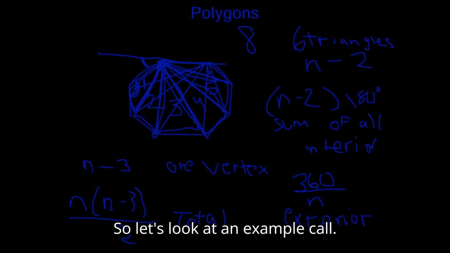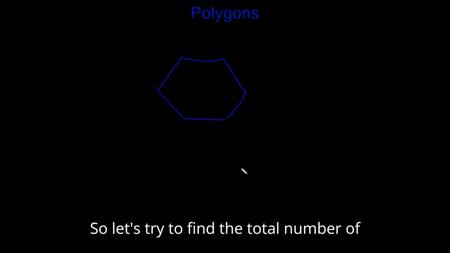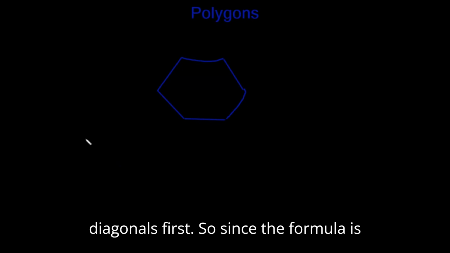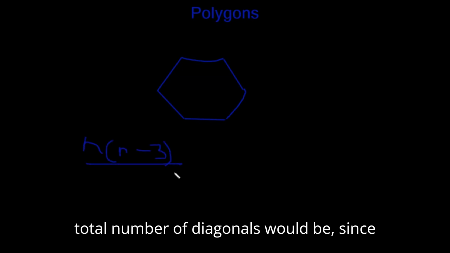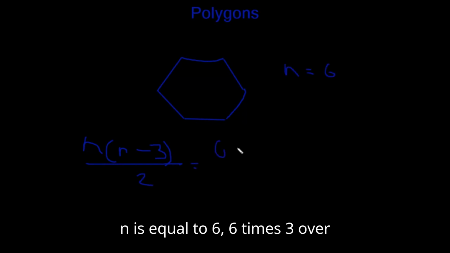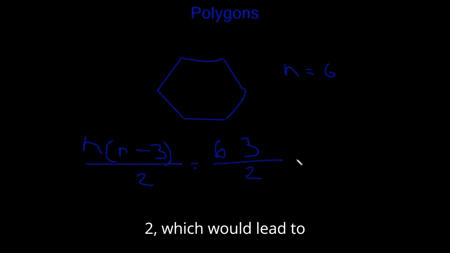So let's look at an example problem. If we look at a hexagon, for example, let's try to find its features. Let's try to find the total number of diagonals first. Since the formula is n times n minus 3 over 2, the total number of diagonals would be, since n is equal to 6, 6 times 3 over 2, which would lead to 9 diagonals.